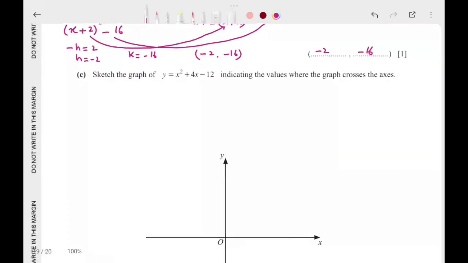Now C part. Sketch the graph of y is equal to x squared plus 4x minus 12, indicating the values where the graph crosses the axis. So for this purpose we have to find out x-intercepts and y-intercept.